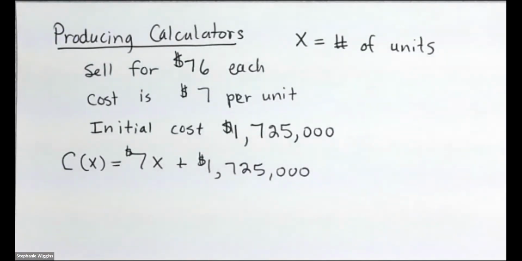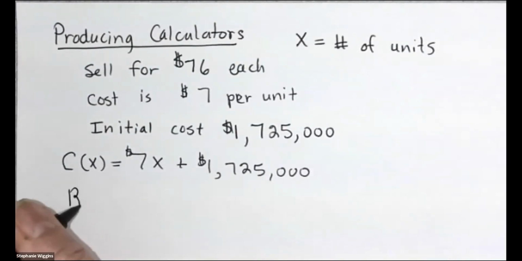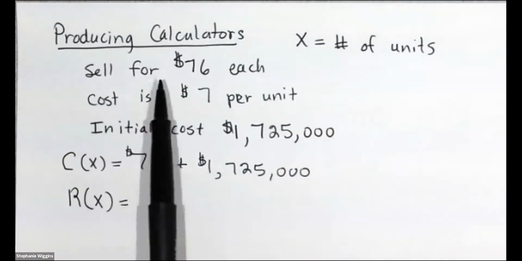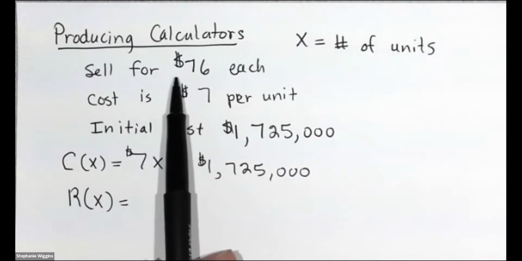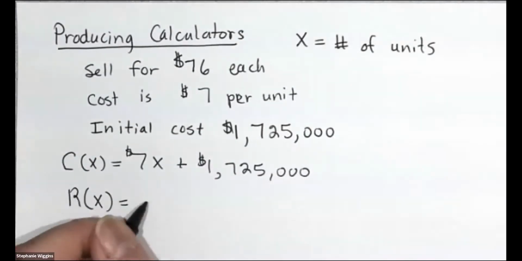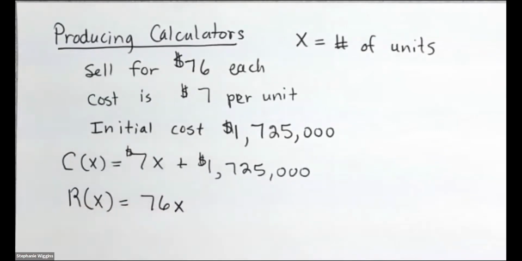Okay, so here's your linear function. You don't need to write the units there, but the slope is 7 and the intercept value is $1,725,000. Now your revenue is what you're bringing in for the sale of your calculators. So the revenue is $76 per unit. So you're going to take 76 times your number of units, and that's your revenue.